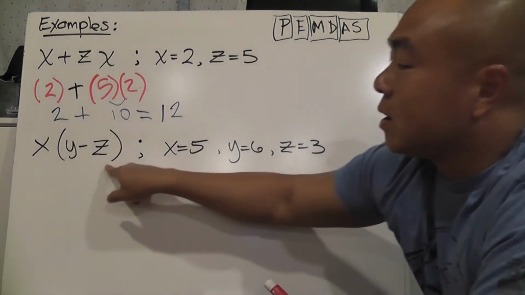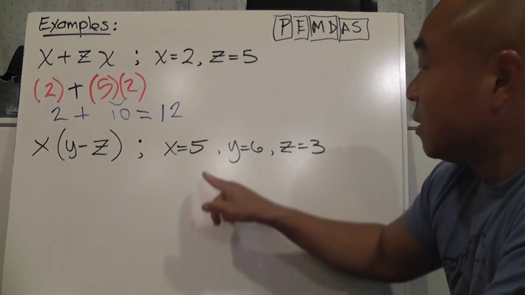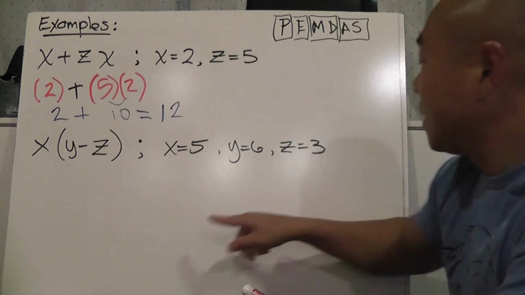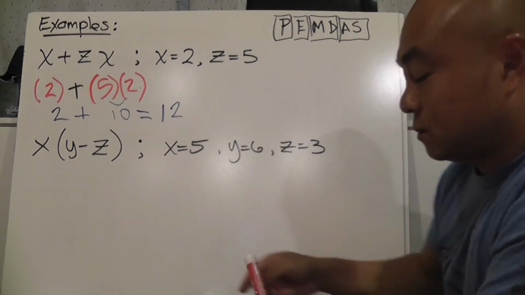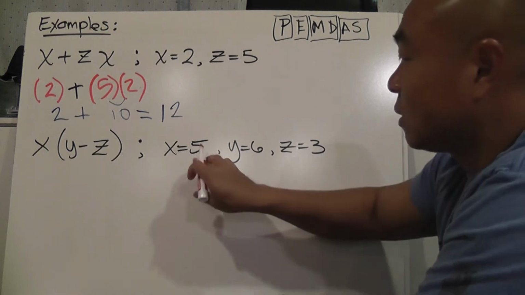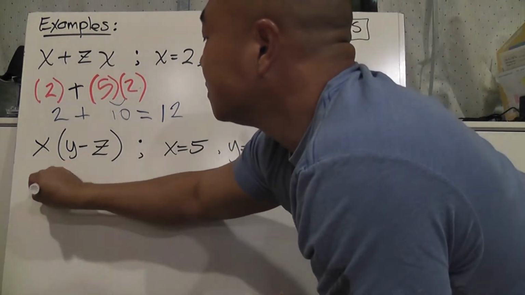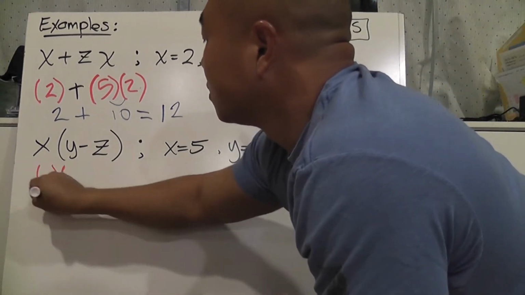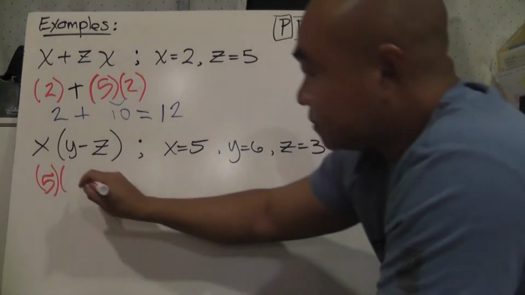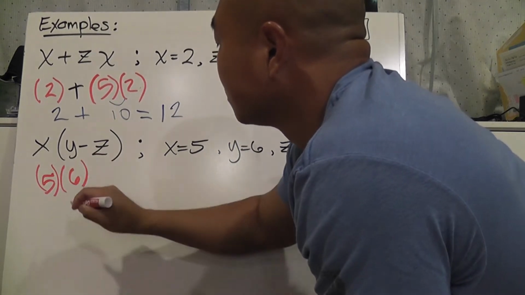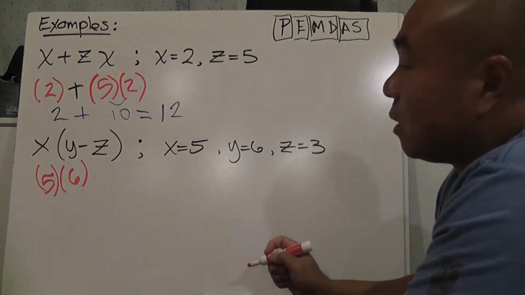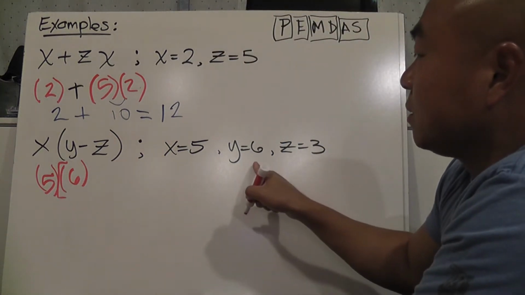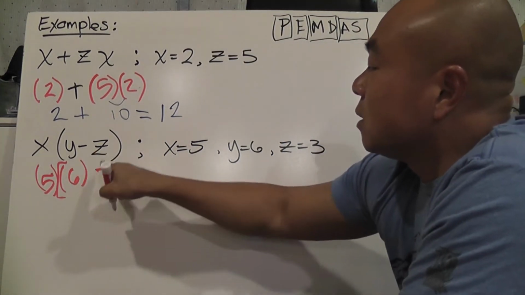Here we have 3 that we need to evaluate for. We're going to put 5 into the x, plug in the 6 into the y, and plug in the 3 into the z. So let's rewrite this. This becomes 5 on the outside, parentheses, y, and let's go ahead and put brackets right there. Then, minus, and then z.